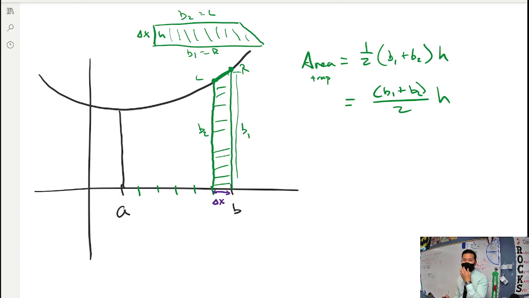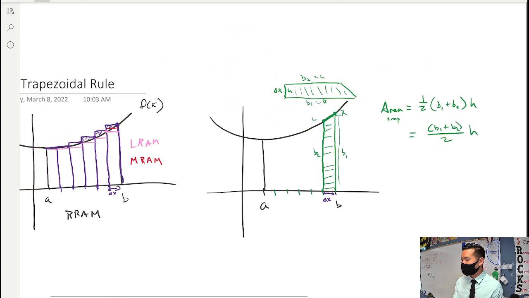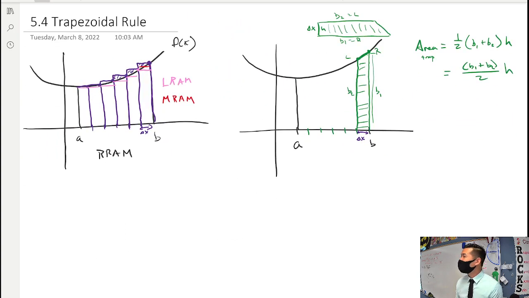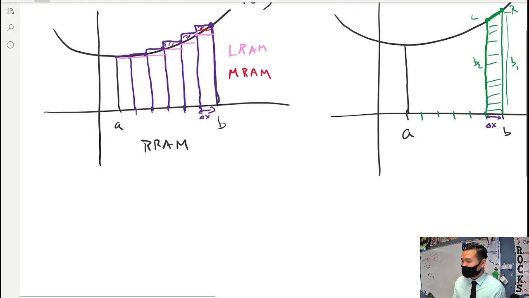Why am I showing you this instead of just doing LRAM, RRAM, and MRAM? Because on the AP exam, I've always seen trapezoid show at least once. And you'll say, well, then why not just do trapezoid and skip LRAM, RRAM, and MRAM? Every now and then they'll throw that in there as well. So just cover your bases here. Make sure you see a little bit of each. But they're all the same ideas. You're just calculating areas.